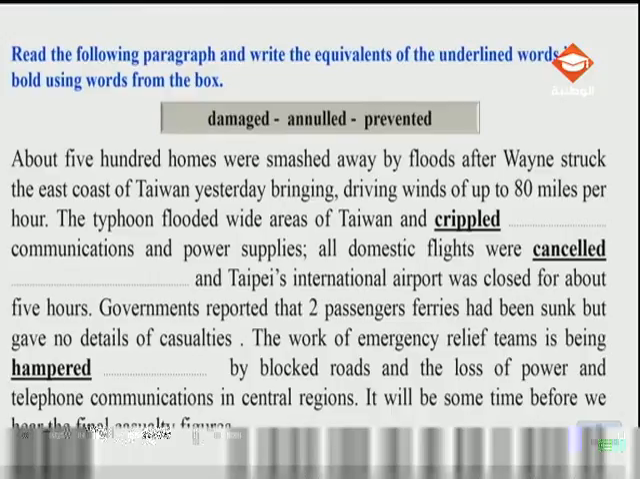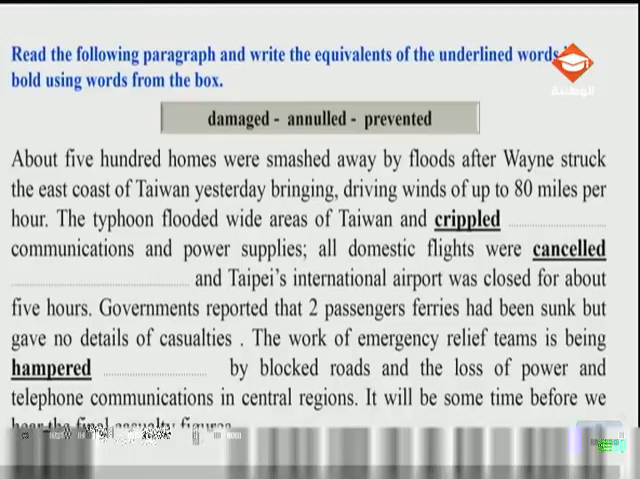Governments reported that 2 passengers' ferries had been sunk, but gave no details of casualties. What are casualties, Miss? Victims. The people injured in an accident or in a disaster, we call them casualties or victims. The work of emergency relief teams is being hampered by blocked roads and the loss of power and telephone communications in central regions. It will be some time before we hear the final casualty figures.